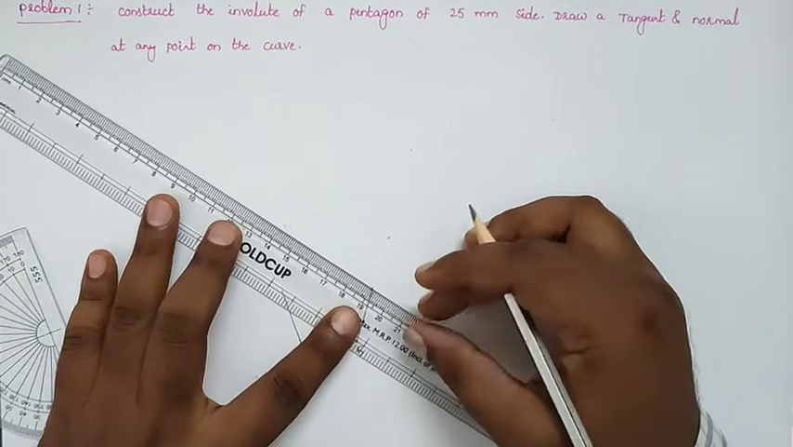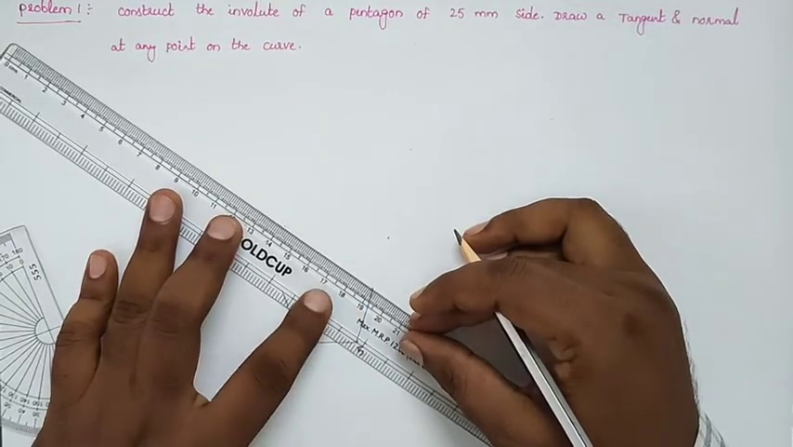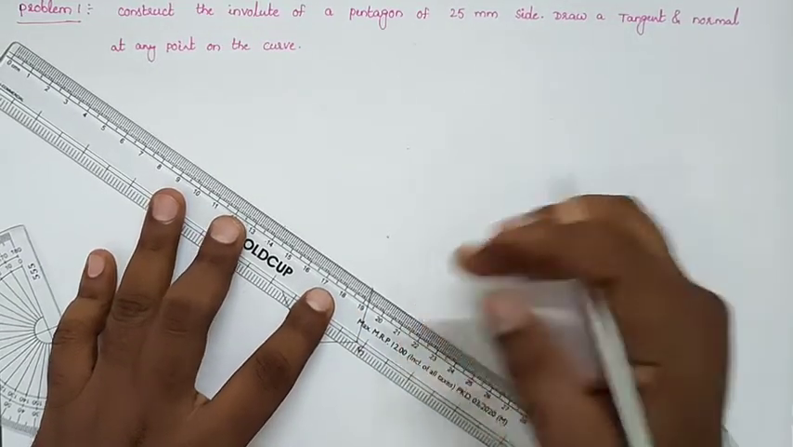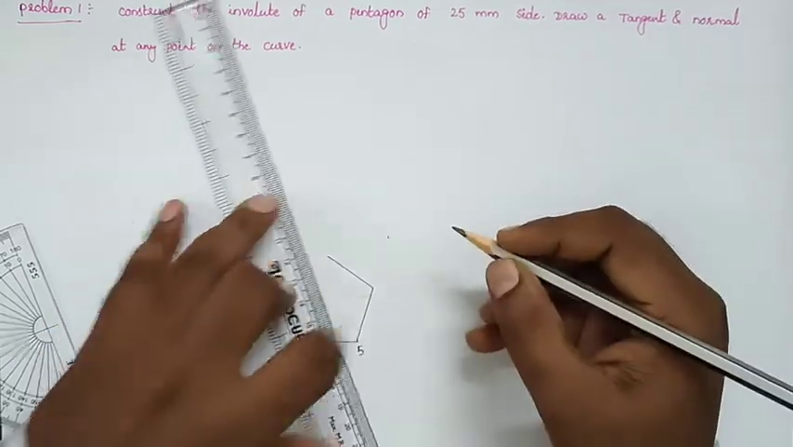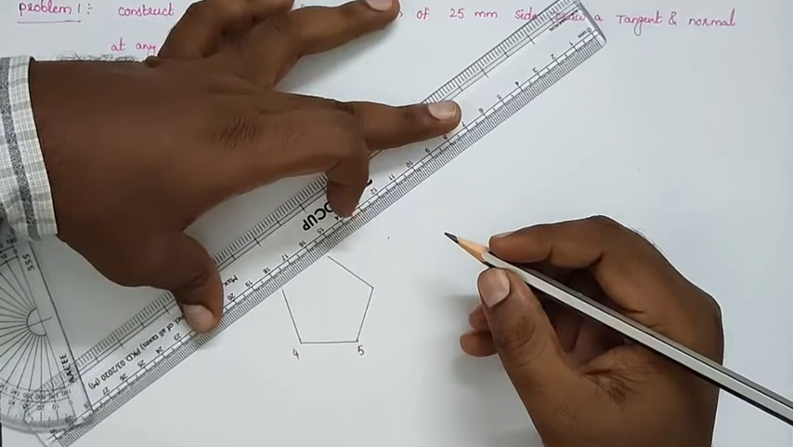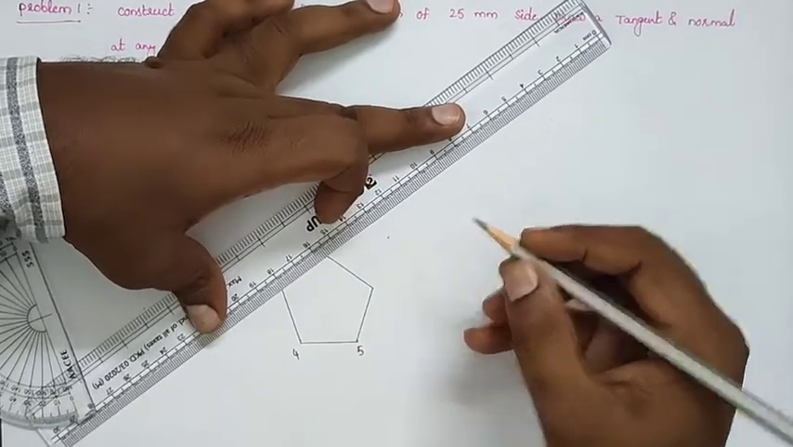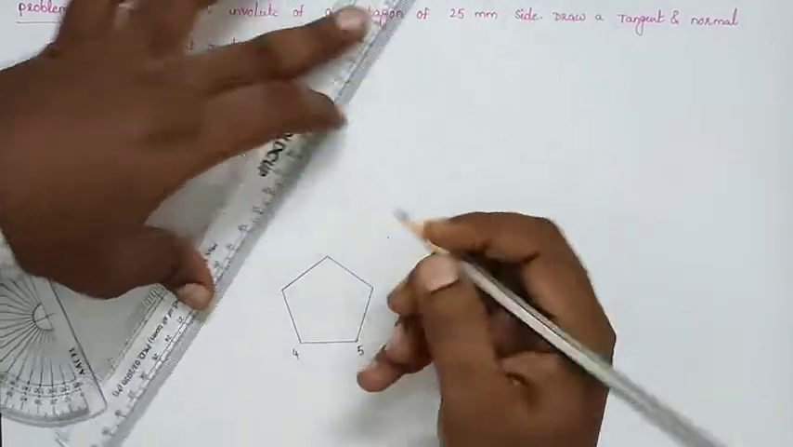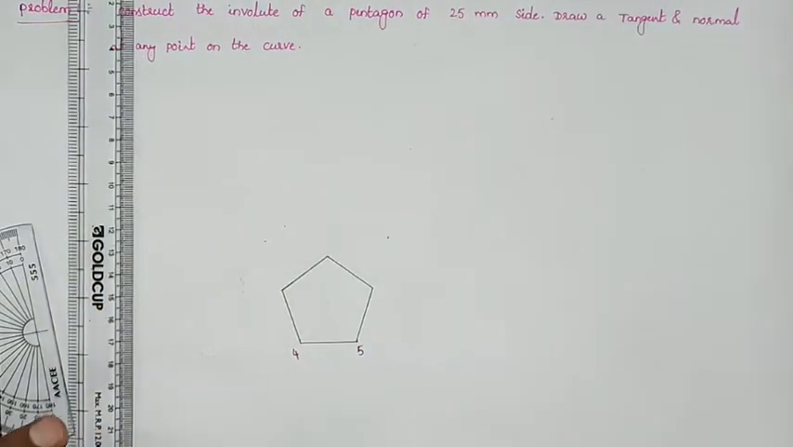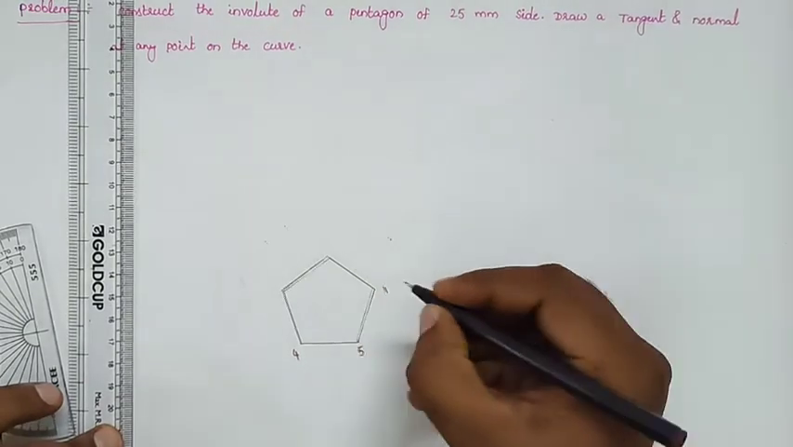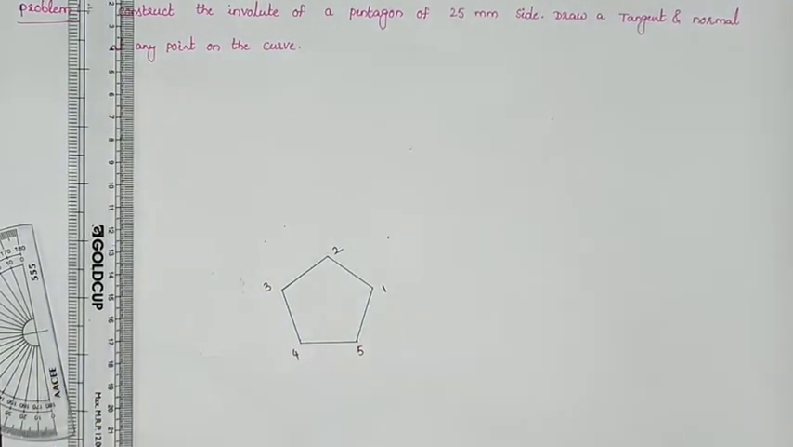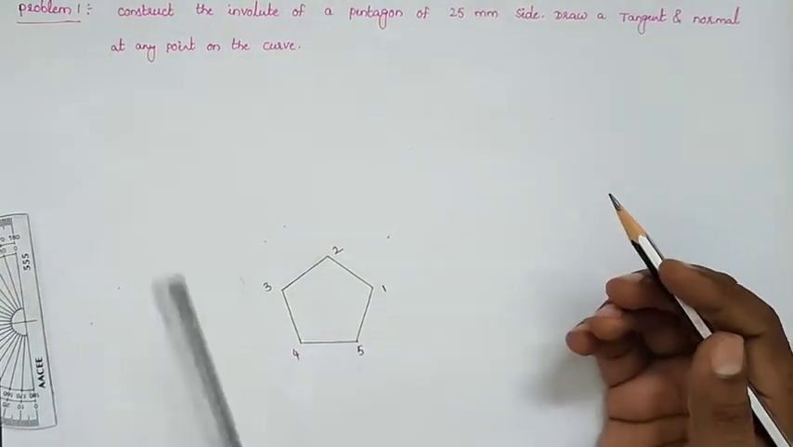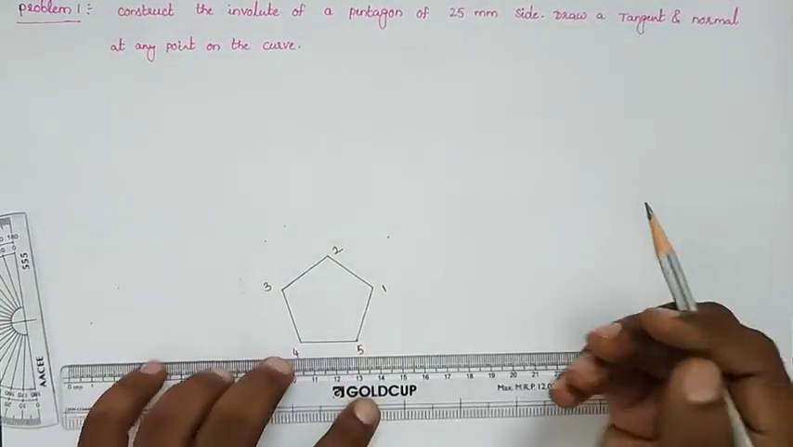In this angle, we will draw a side with another 25 and join these two sides. Give the naming for this pentagon as 1, 2, 3, 4, 5 like that. I am giving here 1, this is 2 and this is 3 like that. After that, from the point 5 we will draw the length of the string.